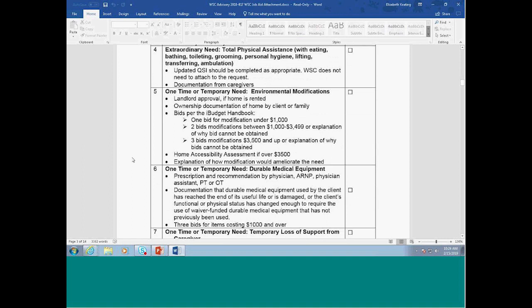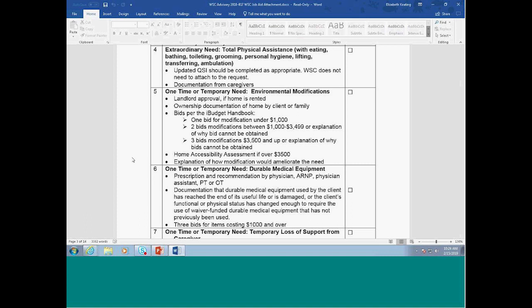Environmental accessibility adaptations. When you're requesting EAA or environmental modifications, there's specific documentation you need to provide to us, and it's listed here. If the home is rented, we have to make sure the landlord approves of the modifications. We need ownership documentation of the home by the client. The home is owned by the client or the family. We need certain bids based on the amount of the modification that you're requesting, and those are there.